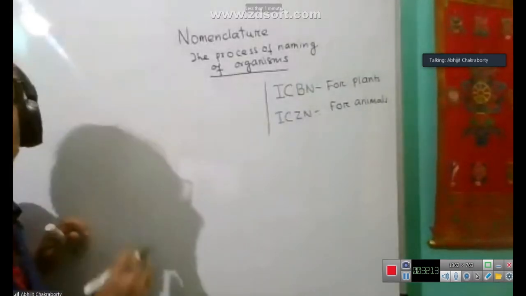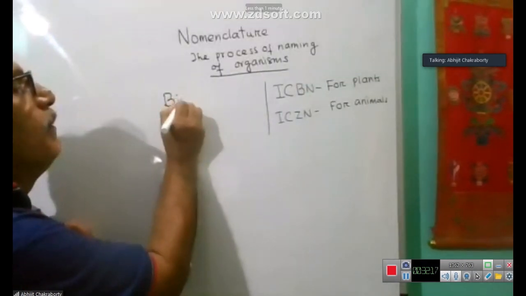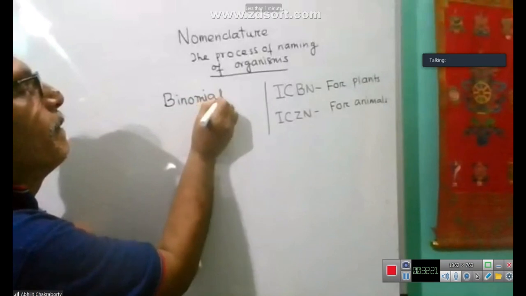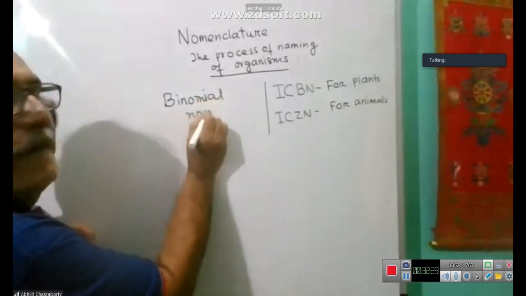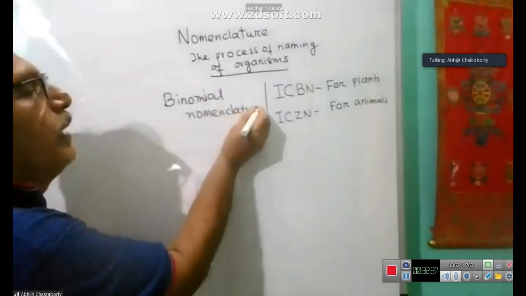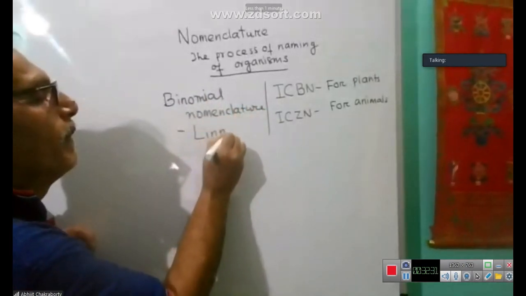So the most important thing is the naming process, which is binomial nomenclature for naming of organisms, proposed by Carolus Linnaeus.